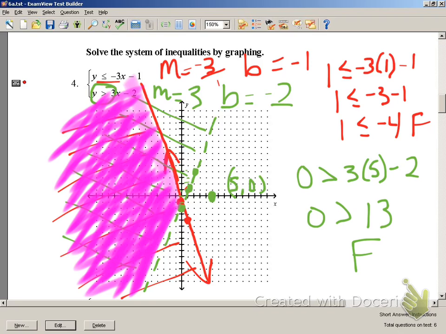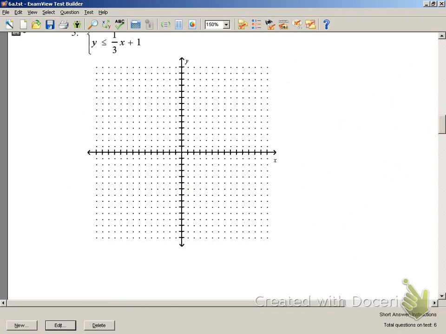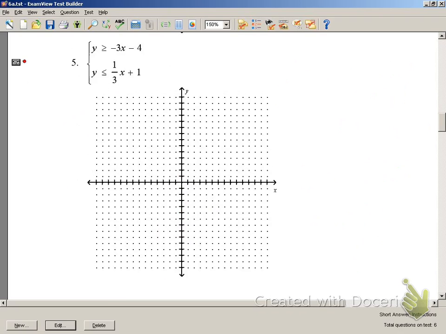All right, moving to number 5. Once again, solving a system of inequalities. We're going to graph just like normal. Both of them are in slope-intercept form. So my slope equals -3. My y-intercept equals -4. So at -4, I'm going to put a point. My slope of -3, down 3 over 1. It has the equal to portion, so that means it will be a solid line.